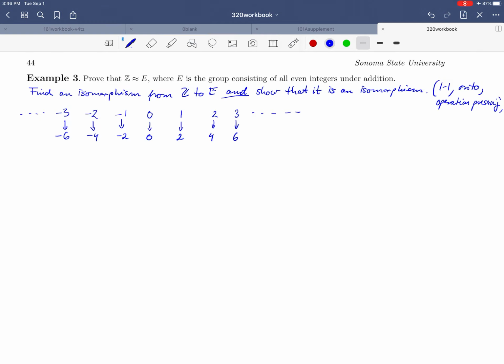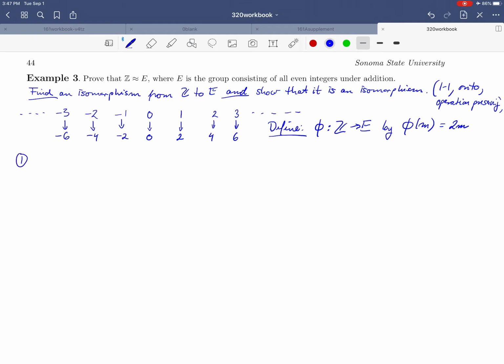So how do we describe this? It would be nice to have a formula that we can work with. So we can define phi to go from Z to E by saying where we are sending an arbitrary element. So the integer m is sent to 2m. And that is our isomorphism. So we found one, but we haven't shown yet that it is an isomorphism. We just defined it. Okay. So now we need to prove that it actually is an isomorphism.